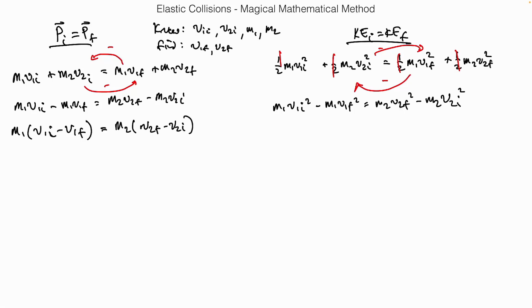Factor, do the same thing we did before: M1 times V1 initial squared minus V1 final squared equals M2 times V2 final squared minus V2 initial squared. This has gotten worse. This is no good, Mr. Balogh. What the heck is going on here? The left-hand equation and the right-hand equation are kind of close to each other, aren't they? It's just, again, we have this problem with squareds over here.